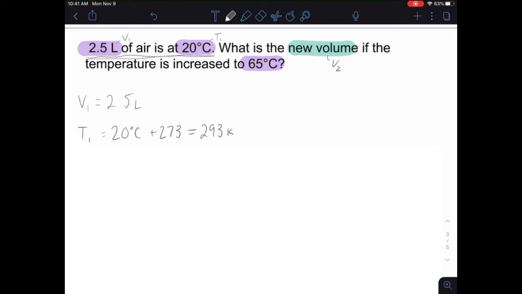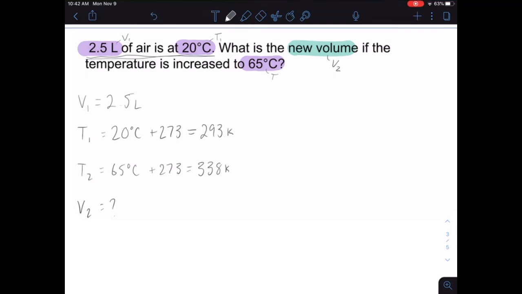And then we have also another temperature. This is after the temperature has increased, so that means that's a T2, and that's 65 degrees Celsius. Again, go ahead and convert that to Kelvin. And finally, V2 is what we're solving for.